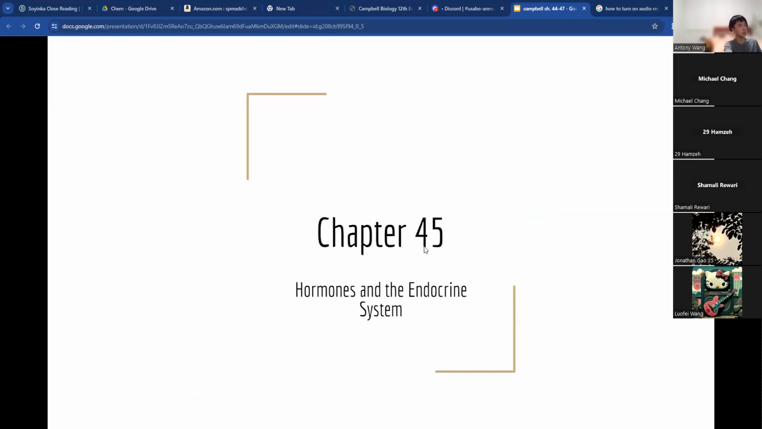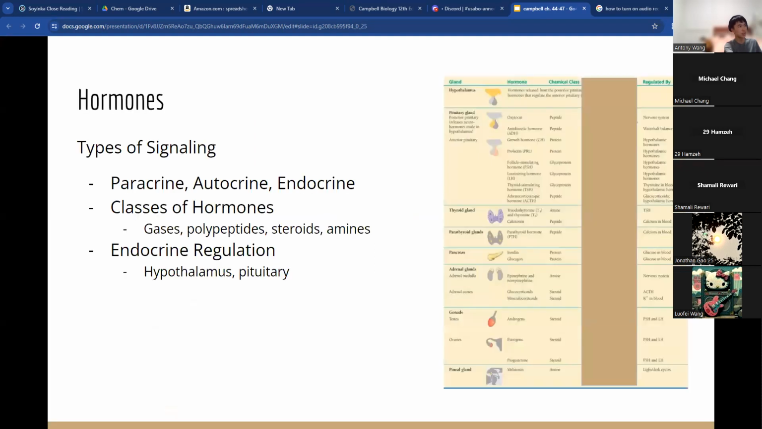Okay, chapter 45. Now let's talk about the hormones and the endocrine system. Hormones are defined as small signaling molecules that are present in small quantities that act by binding to a receptor. There are three types of signaling, namely paracrine, autocrine, and endocrine signaling.